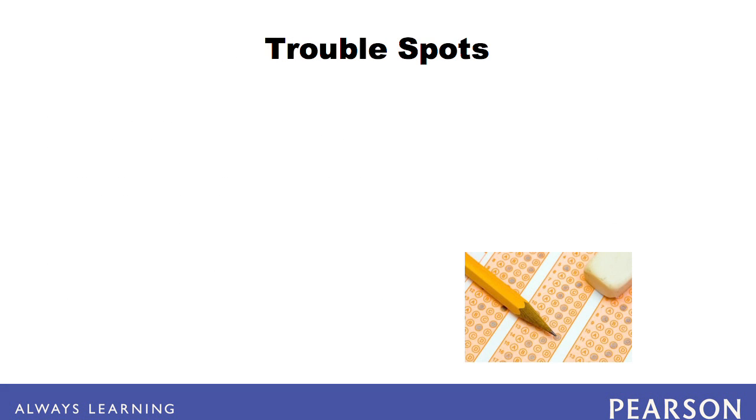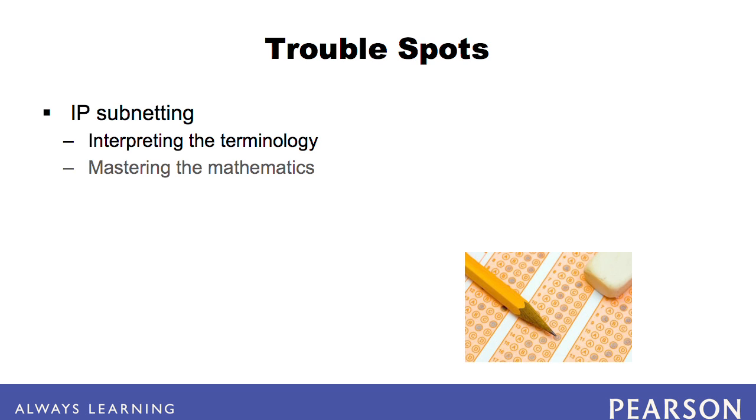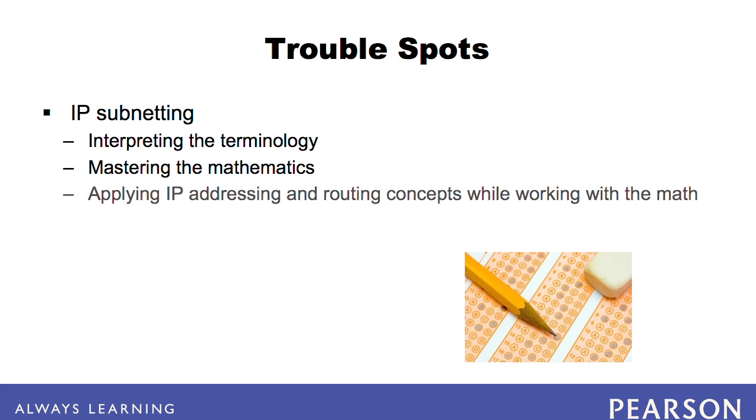Many examinees find the following topics to be more difficult portions of the exam. IP subnetting can be especially challenging. While at a conceptual level it is quite simple, the challenge with subnetting on the exam comes from related issues such as interpreting the terminology surrounding subnetting, mastering the mathematics needed, both remembering which processes to use and knowing how to use them, and applying the IP addressing and routing concepts while working with the mathematics.